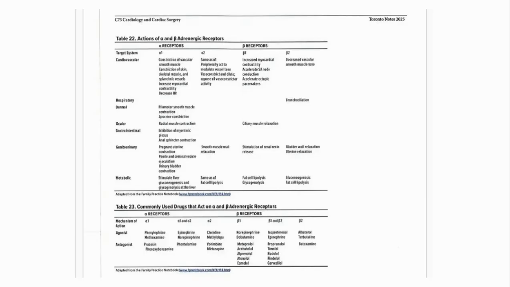Mixed alpha-1 and alpha-2 agonists. Examples include epinephrine and norepinephrine. These powerful catecholamines are widely used during shock and cardiac arrest because they stimulate multiple adrenergic receptors.